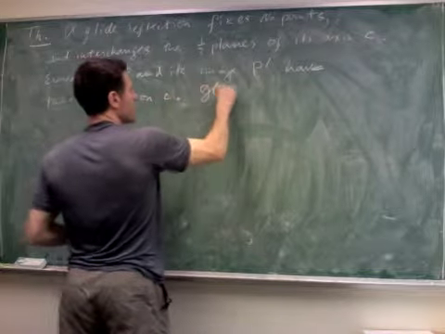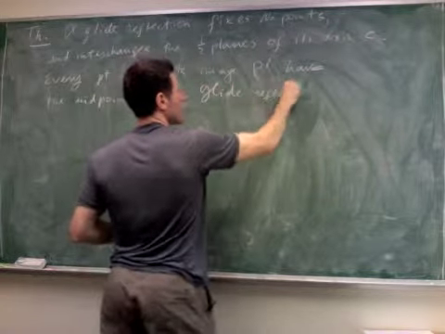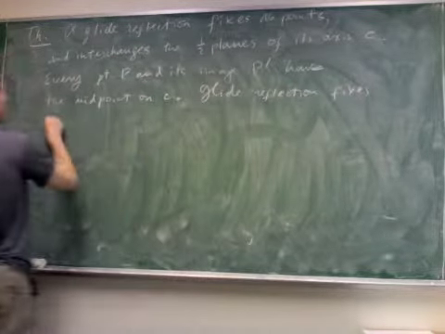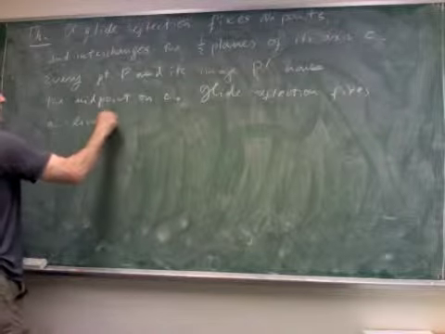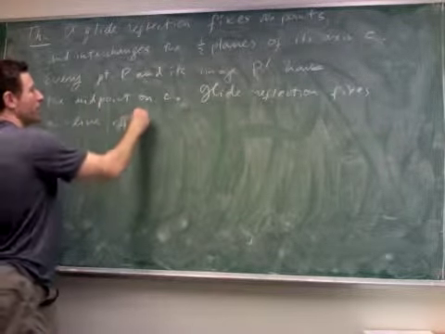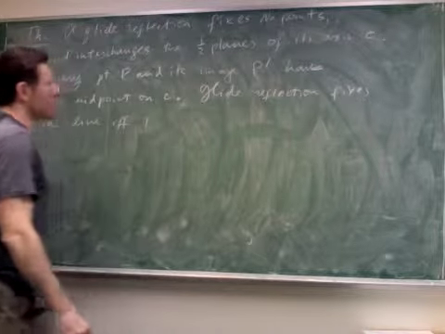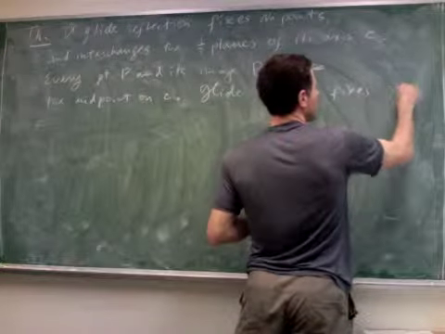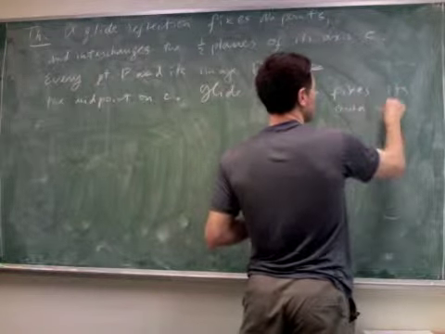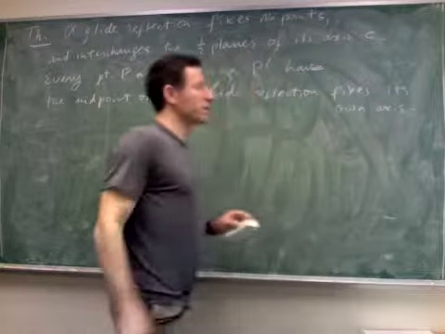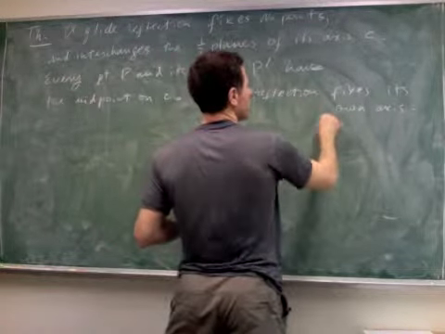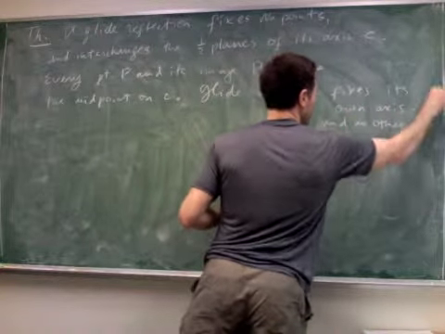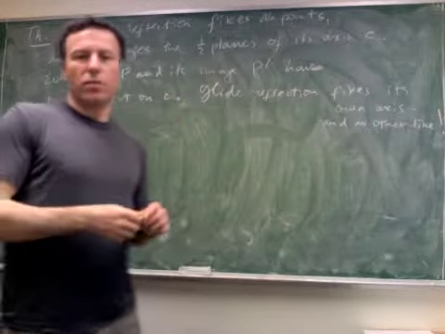And finally, a glide reflection fixes a line if and only if this line is the axis of the glide reflection. So a glide reflection fixes its own axis and nothing else, and no other line. All right.